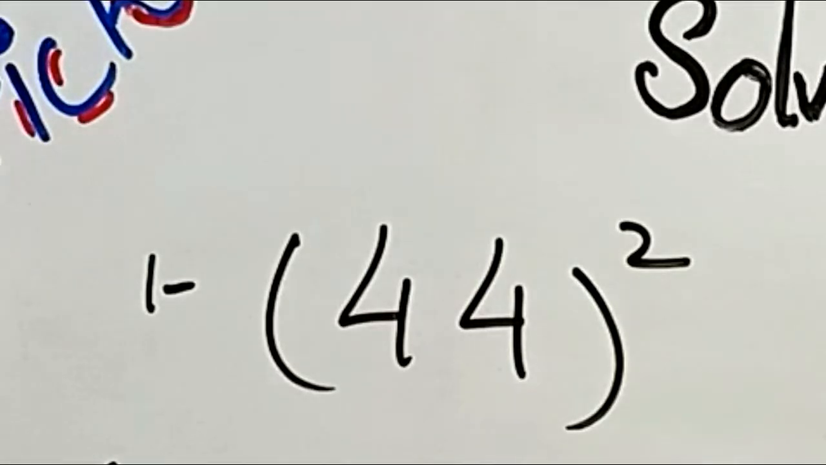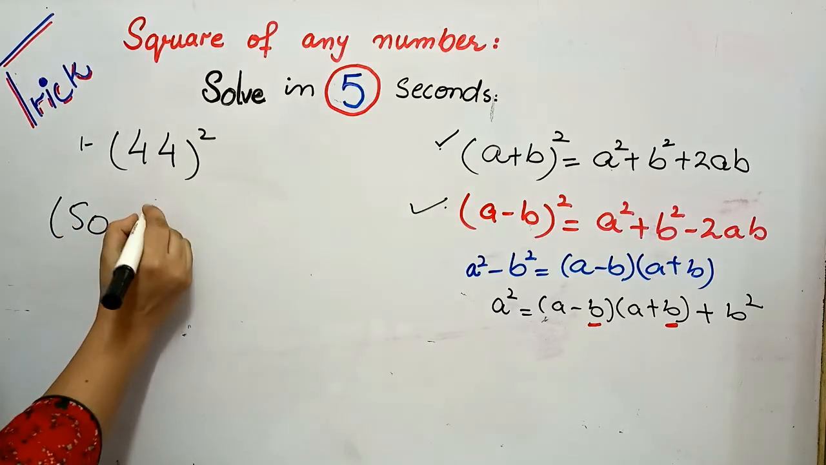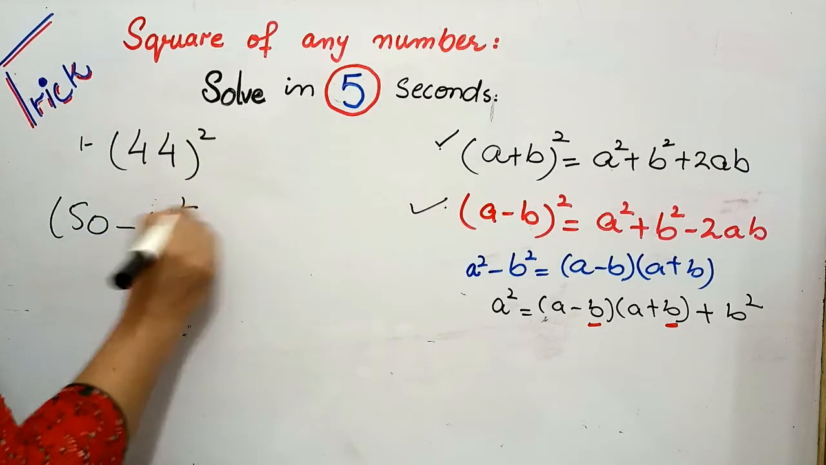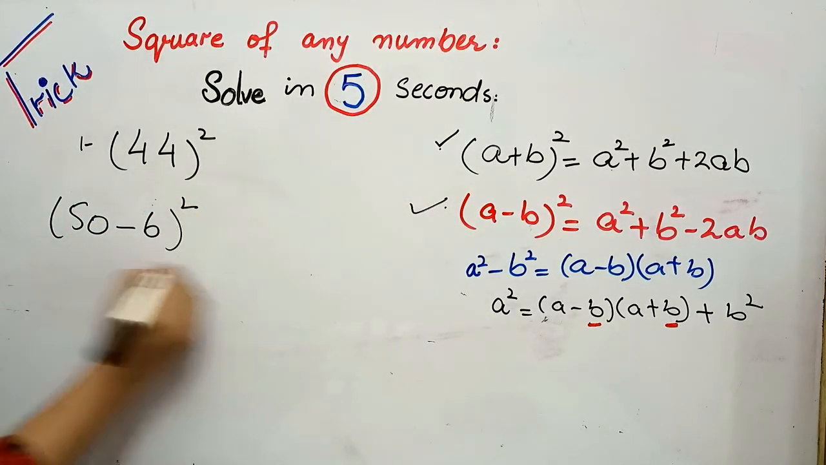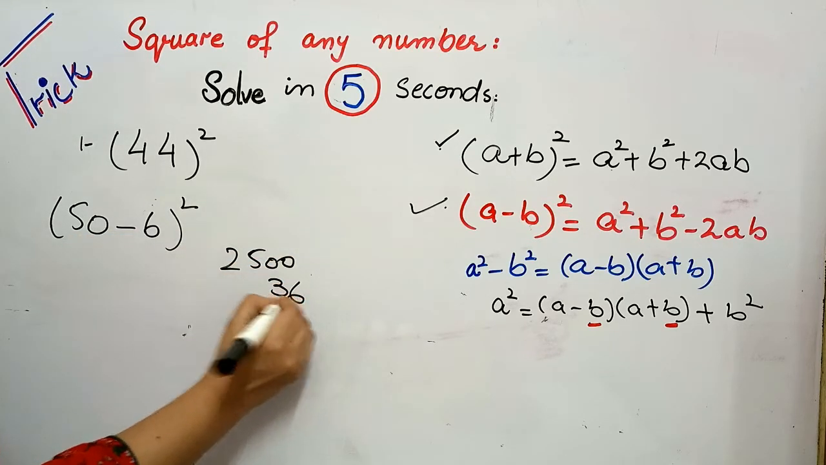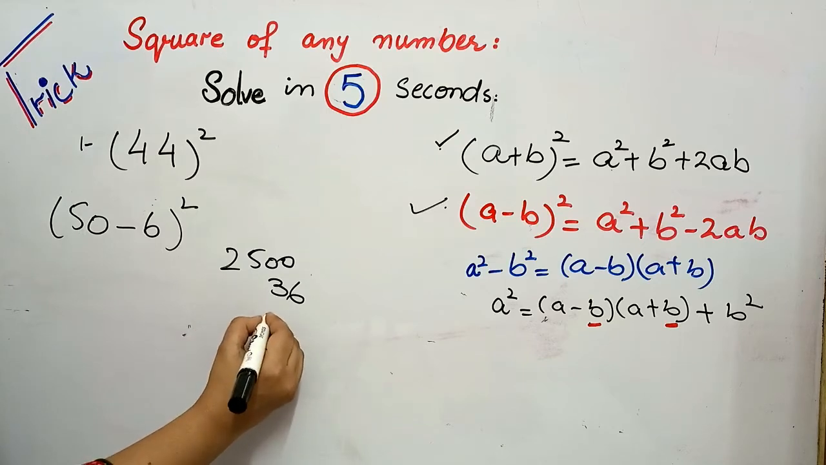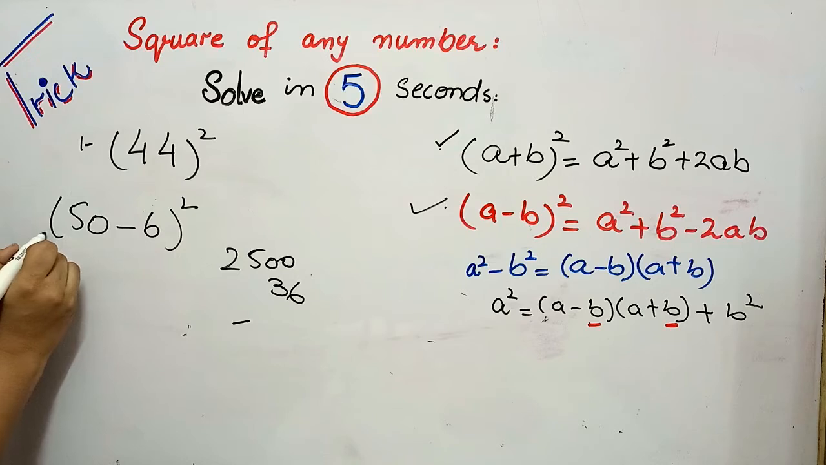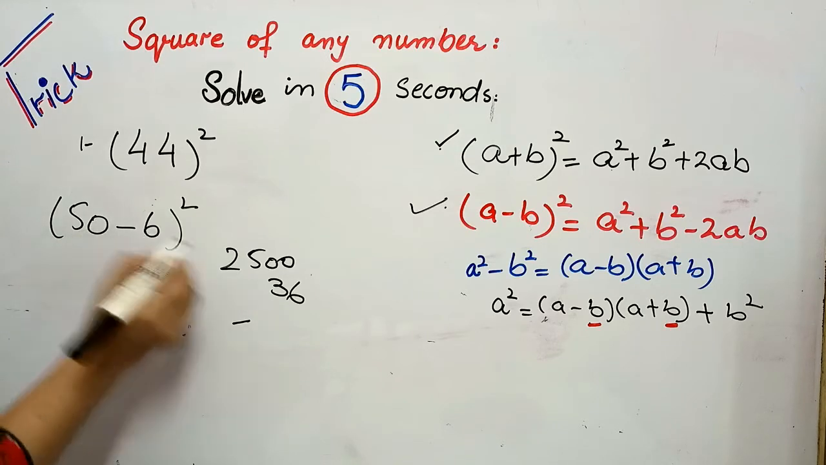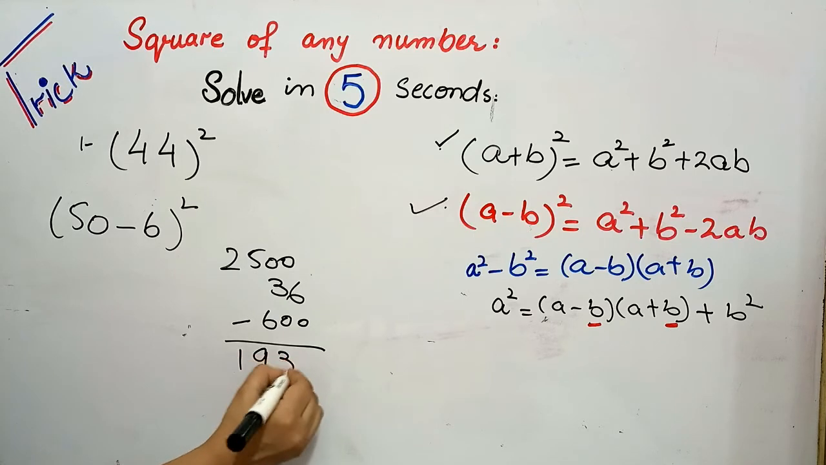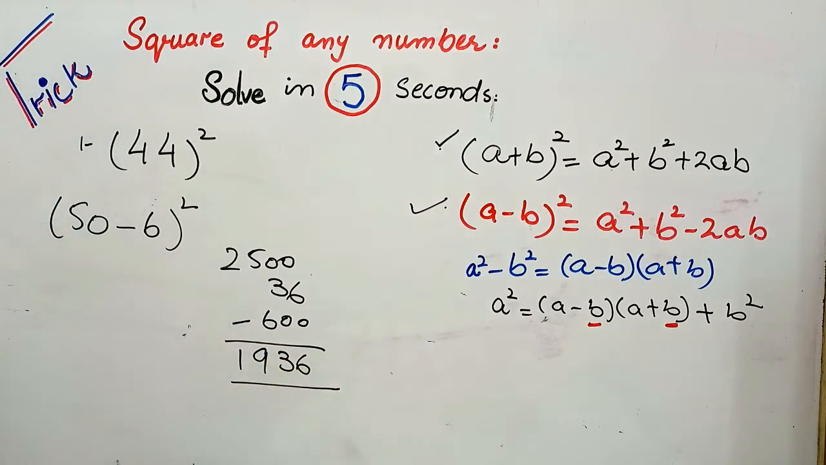Now let's move to the other technique. We can use this one: 50 minus 6 whole square. It will be 50 square, 2500, plus 36 minus 600. 50 multiplied by 2, that is 100, and multiplied by 6, that is 600. So it will be 1936. Wow, what a great technique.